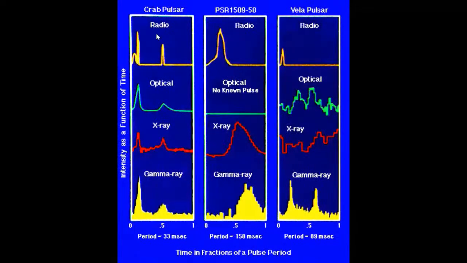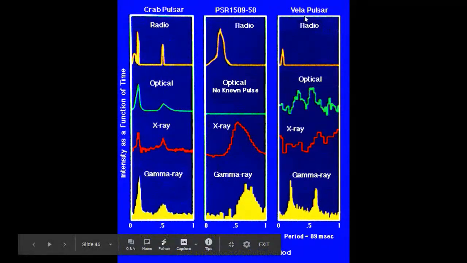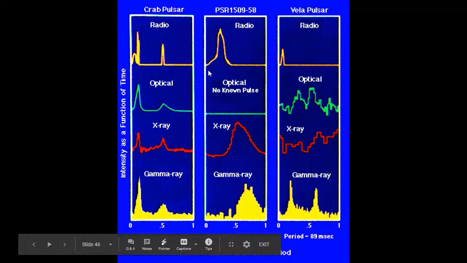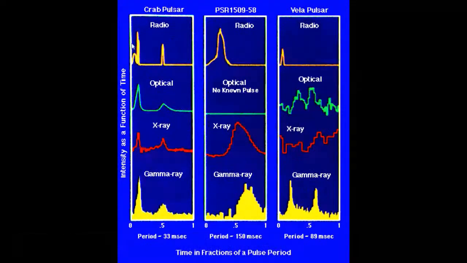And as you can see, the Crab pulsar can be seen in radio, optical, X-rays, gamma rays. Similarly, pulsar 150958 can be seen in radio, and in optical it doesn't have any pulse, but in X-ray as well as gamma ray, while the Vela pulsar can be seen in all four bands: radio, optical, X-ray, gamma ray. But most of the pulsars which are discovered are shining in radio. That means in every 0 to 2 pi phase, their pulses are seen in the radio. Remember, these figures are for when the pulsar makes a full rotation from 0 to 2 pi angle. So it will repeat. These pulses keep repeating.